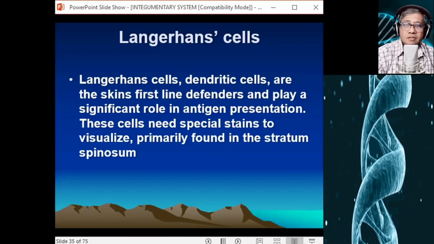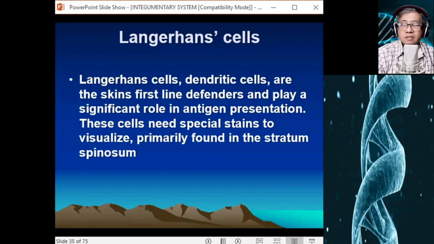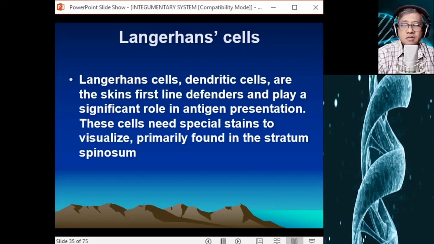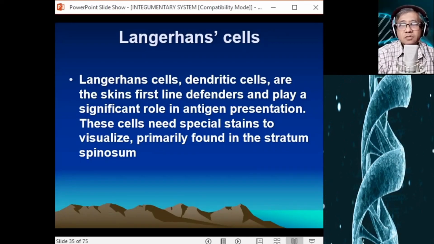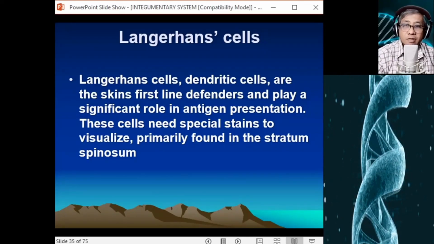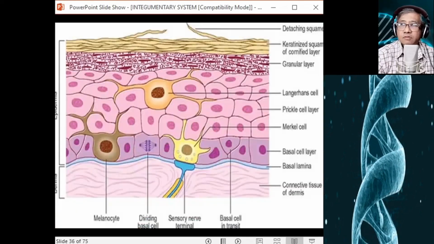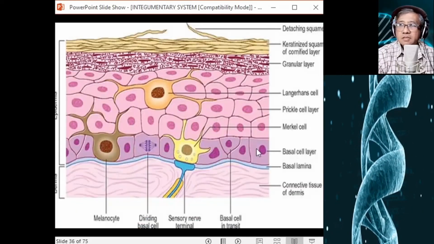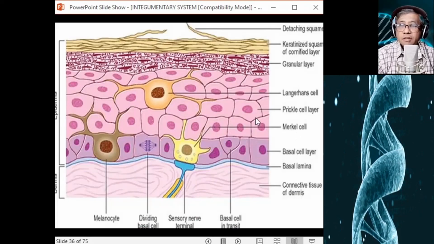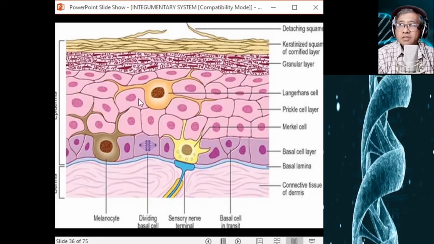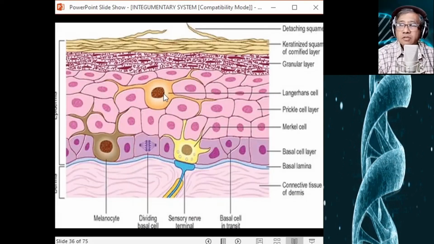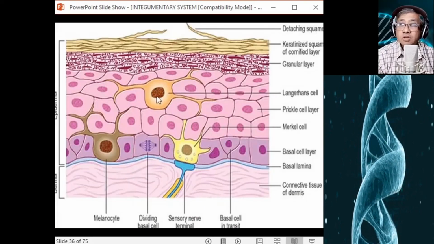And they play a significant role in antigen presentation. These cells need special stains to visualize, and they are primarily found in the stratum spinosum. So again, this is the stratum spinosum. Ito yung pink cells na ito. And nandito yung Langerhans cells. So they play an important role in immunity.